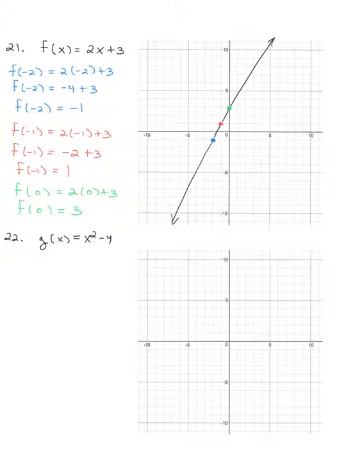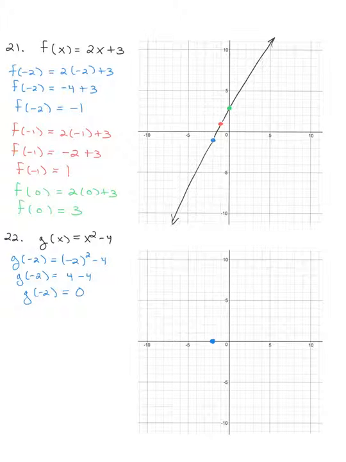For g of x equals x squared minus 4, all right, let's start the same way. I'm going to try, I don't know, I think maybe -2 again. So g of -2 is -2 squared minus 4. If I square -2, it's going to be 4, and 4 minus 4 is 0. So g of -2 is 0. That's right here. -2 for x and 0 for y.